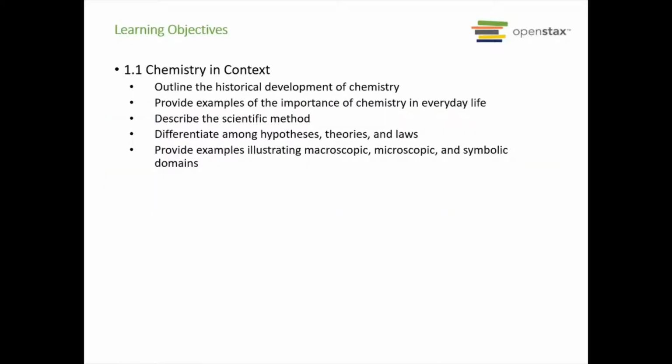So in section 1.1, we're going to outline the historical development of chemistry, provide examples of the importance of chemistry in everyday life, describe the scientific method, differentiate among hypotheses, theories, and laws, and provide examples illustrating macroscopic, microscopic, and symbolic domains.